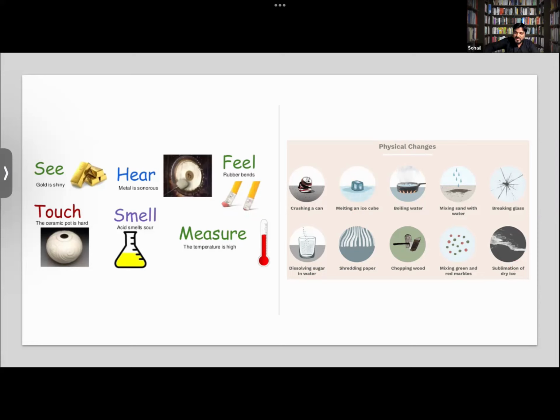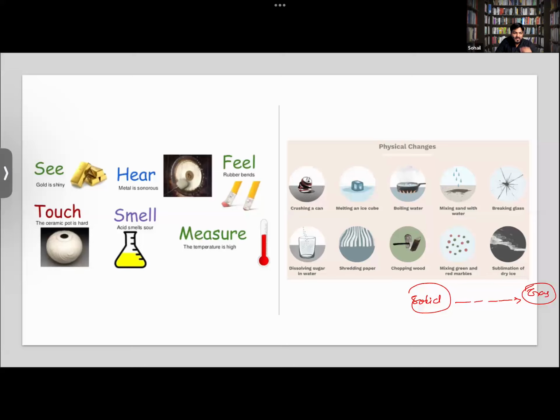What is sublimation of dry ice? In fact, what is sublimation first of all? Sublimation is when a solid substance directly changes into gaseous state without going through the liquid phase. But dry ice itself is a physical change. Basically, dry ice is the example of sublimation, and dry ice is basically solid carbon dioxide.